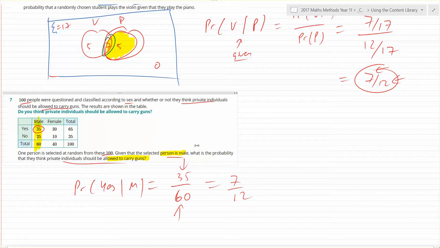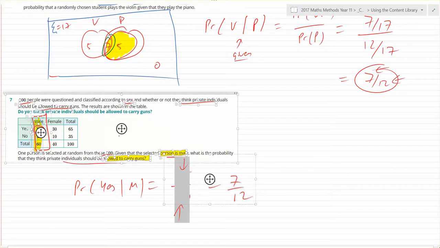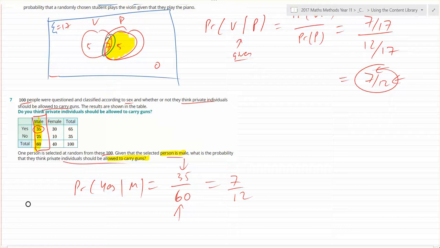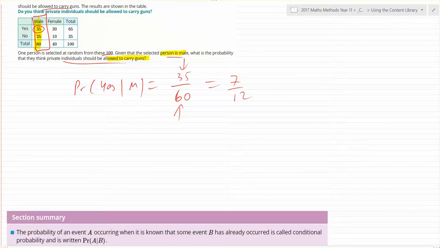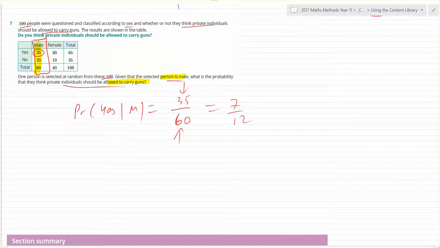So the idea is you want to find out what your probability is in light of new information. So we've already narrowed down our sample space to this instead of the whole thing. So we're not doing it out of 100 anymore. Again, if you want to apply the formula, you could go 60 out of 100 and 35 out of 100. You still get the same answer, 7 out of 12.